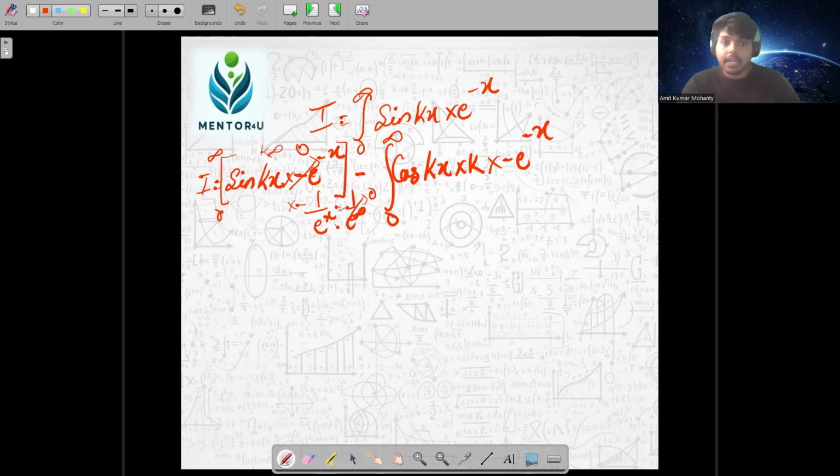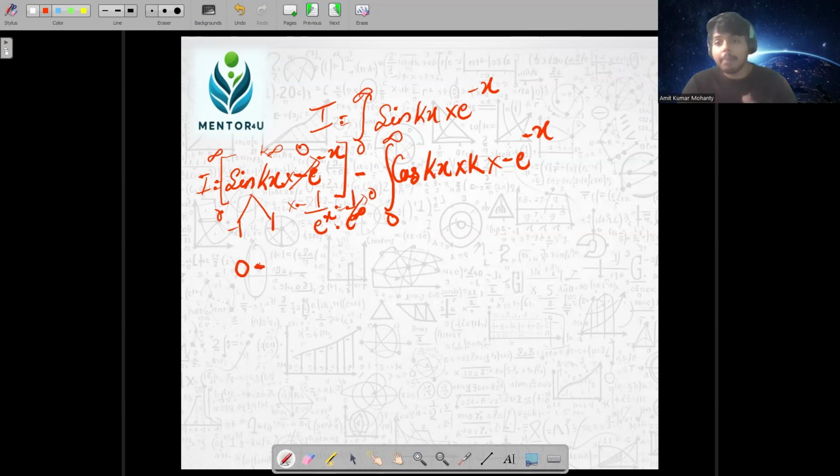Sine k into infinity. Since we know the sine function's maximum value is 1 and minimum value is -1, whatever the value may be, it will range between -1 and 1. So it is a finite value multiplied with 0. That means the output will be 0. Yes, so this is the value that I got for infinity.